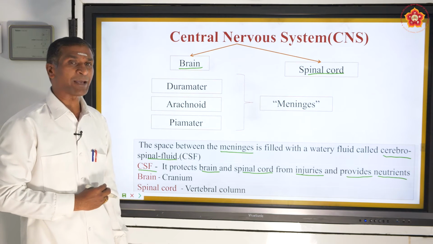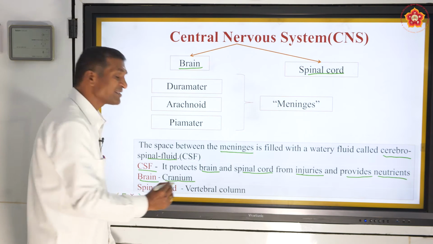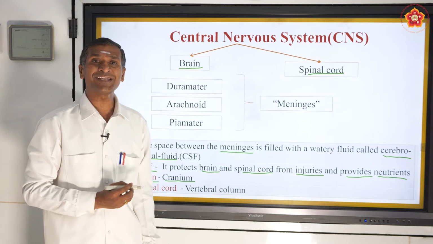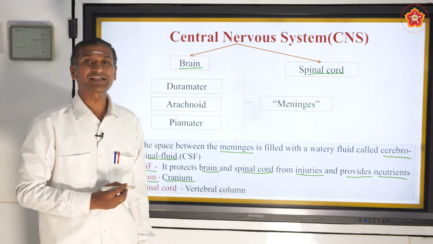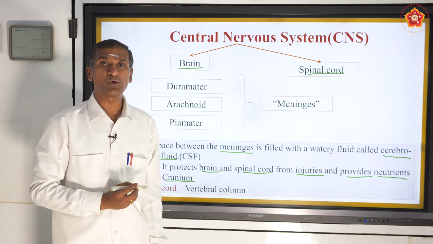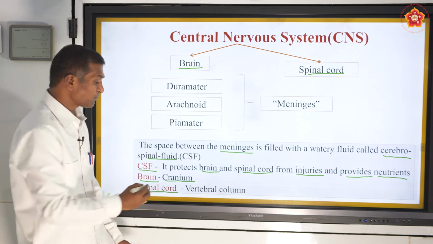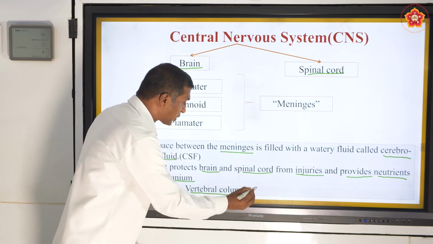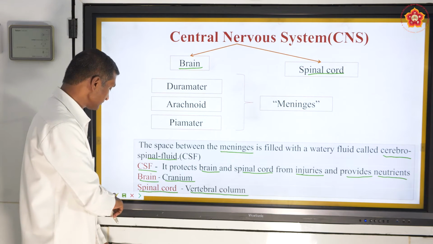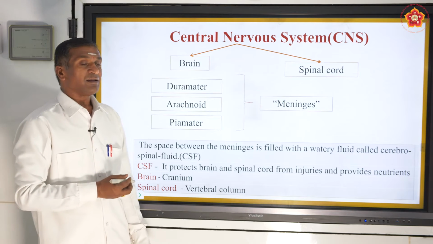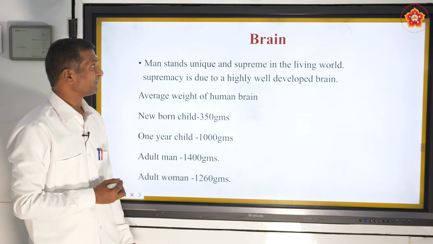Along with these three membranes, the brain is again covered by a skull, a hard bony layer, called the cranium. In Kannada, we call that Bude. The protecting layer for the spinal cord is the vertebral column, Kasheru Stamba in Kannada. Let us go into detail about the CNS brain.